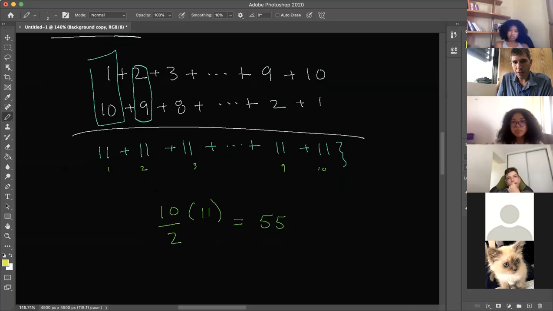Let me give you some analogies. In this case, n is equal to the number 10. 11 is equal to the number n plus 1. And then right down here, we have to divide it by 2 because we're adding it together twice.